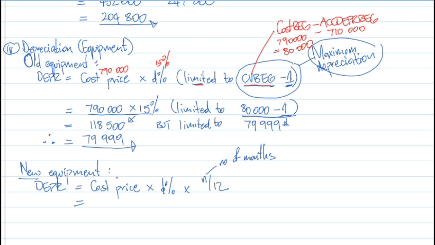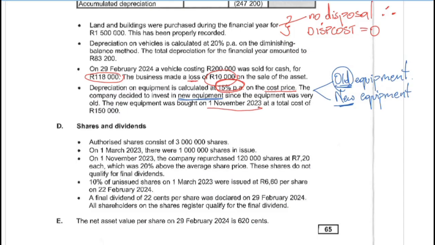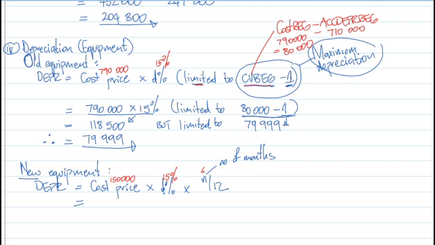Our cost price is given as 150,000 rands. The depreciation rate is 15%. The equipment was purchased on 1 November 2023, so that means it's been in our books for 4 months, from the 1st of November, December, January, and up until the end of February. So that's 4 months. So when we fill in the values of our equation, we have depreciation is equal to 150,000 rands cost price multiplied by 15% depreciation rate multiplied by 4 months over 12 months. This gives us a depreciation figure of 7,500 rands.